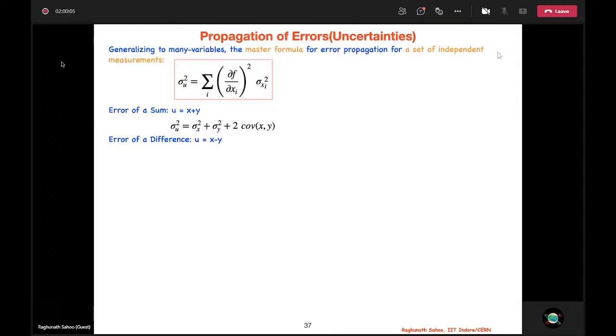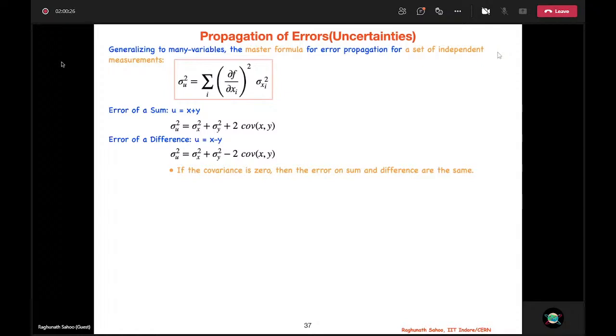And can you guess what will be the error for the difference? The difference will be exactly the same, only the covariance term will matter. And if both are independent, sigma u squared is equal to sigma x squared plus sigma y squared. Okay, if the covariance term is 0, there is no difference between the error on sum and difference. Both are the same.